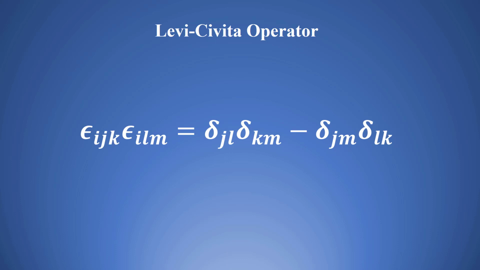A very important identity and relation between the Kronecker delta and the Levi-Civita operator is when we have two epsilons, epsilon ijk, epsilon ilm, it's equal to delta jl, delta km, minus delta jm, delta kl. This identity is so important, but absolutely you don't have to remember it. You can look at the indexes in the Levi-Civita such that the first index in both epsilons is the same, then the indexes at the delta will be jl-km minus the second one, jm-kl.